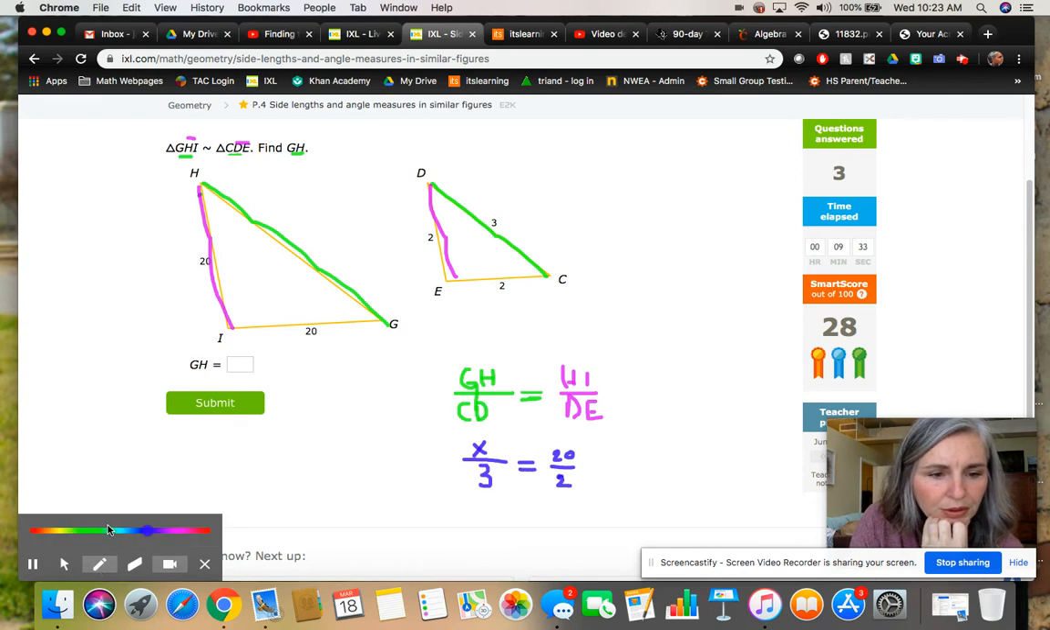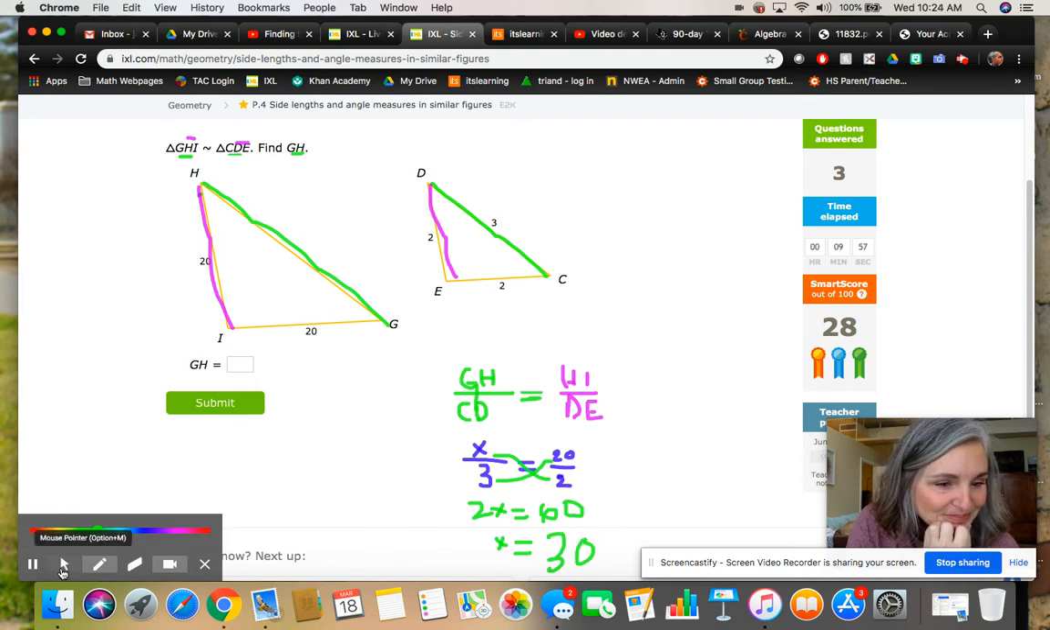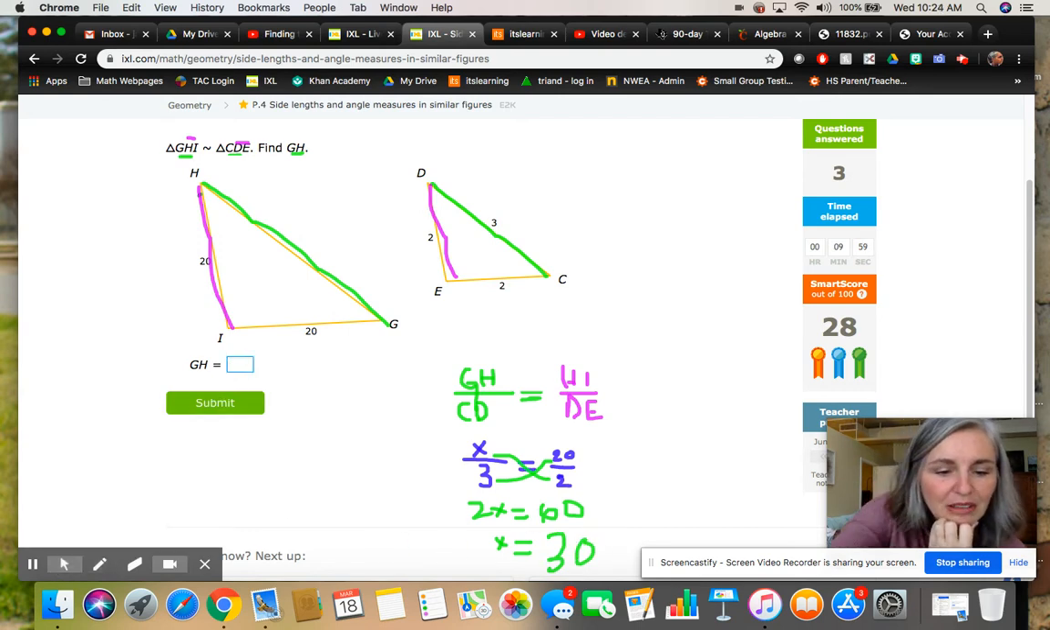So let's see. X times 2 is 2x. And 3 times 20 is 60. And then divide by 2 and you get 30. So same answer, a little more work. You might be able to just see it. So my answer here is going to be 30.